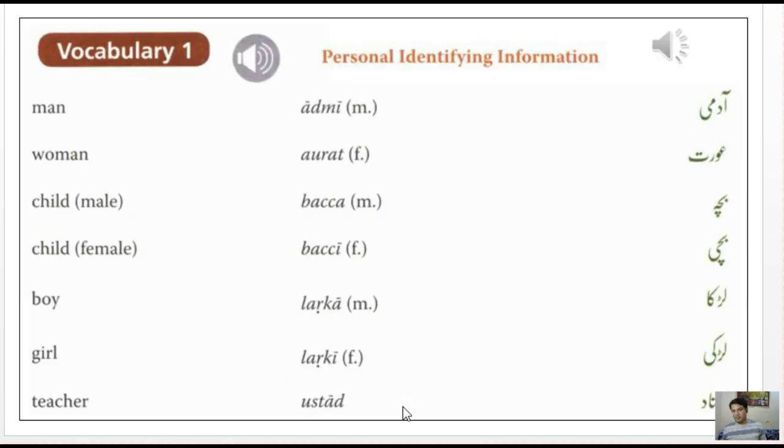Now, once we have gone through this discussion of grammar rules, we will be covering some vocabulary. And after covering this vocabulary, you will go through some exercises.